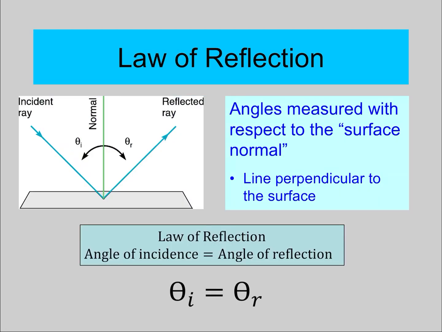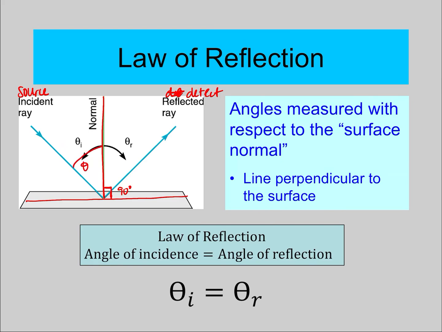Now, the law of reflection is going to be the angles measured with respect to the surface normal. So normal is always perpendicular, 90 degrees from the surface. Okay, right here, so 90 degrees. Now, the incident ray is coming from the source. The reflected ray is what we detect.